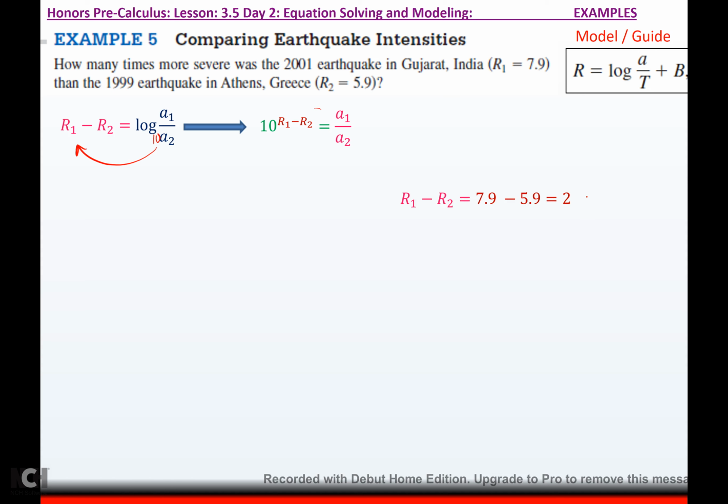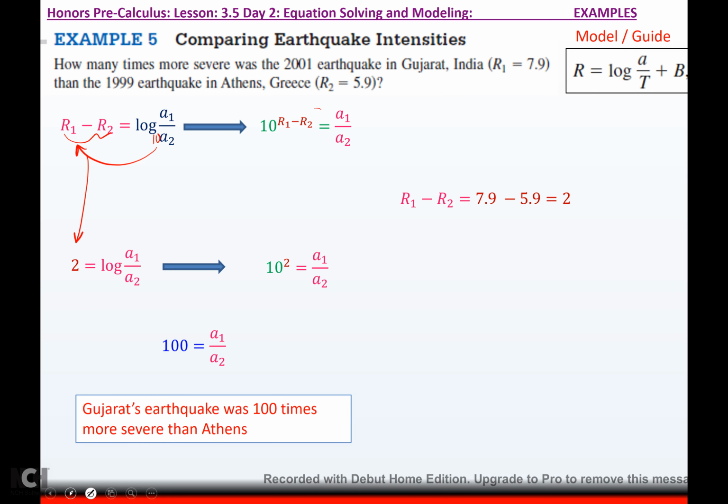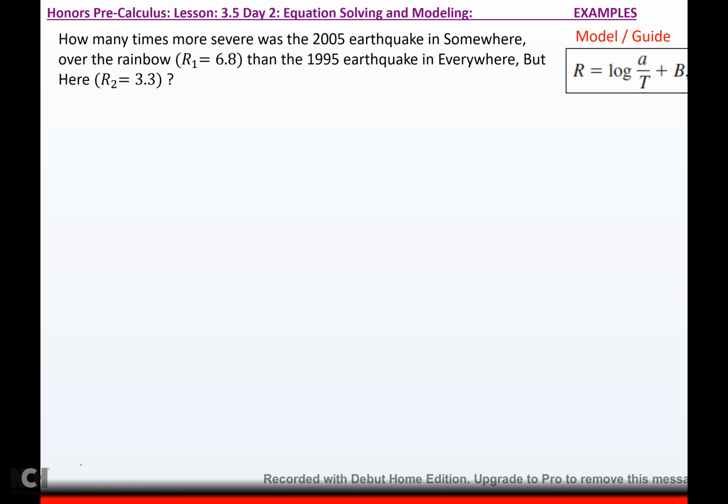So I figure out the difference in the Richters was 2. Plug that in right here. Roll the log. Move 10 over, so I have 10 squared equals 100. I don't need to do all of that other algebra because it's always going to simplify down to the same thing. Alright, so let's try this one.